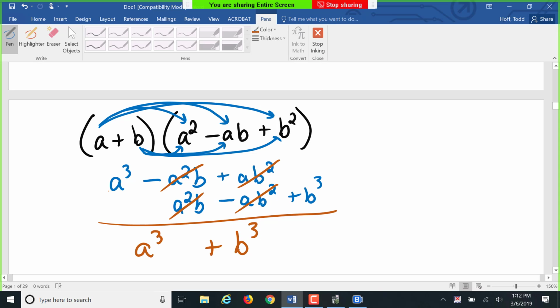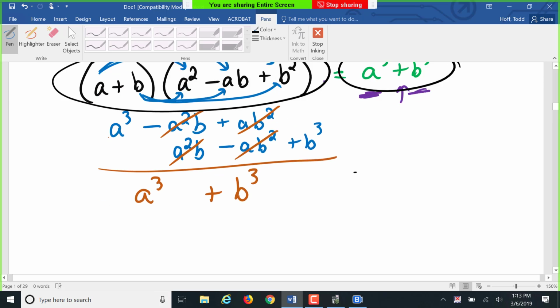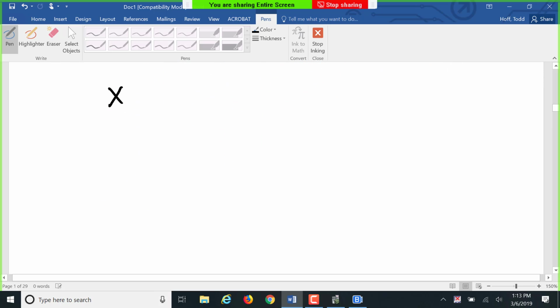What we have here is called the sum of perfect cubes. Sum, of course, because it's plus. Perfect cube because a cubed and b cubed. So the first step is to recognize this form, a cubed plus b cubed, and work from there. That is the sum of perfect cubes.